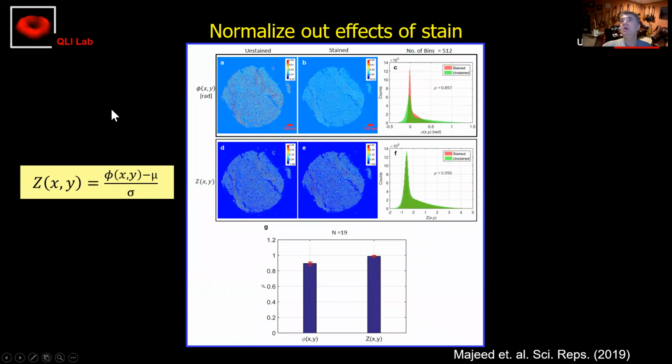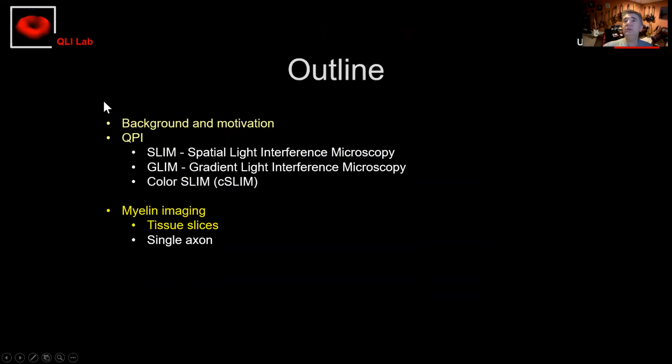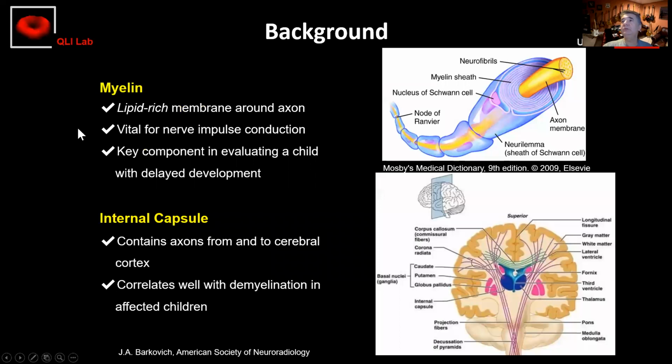We normalize the effect of the stain. So basically, after we do this numerical normalization, there's a perfect overlap between unstained tissue and stained tissue. So in other words, we're able to get pure phase information without being affected by the quantity of the stain, which is actually a big problem in pathology.